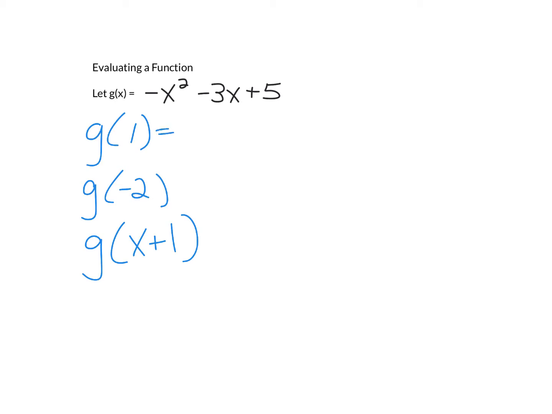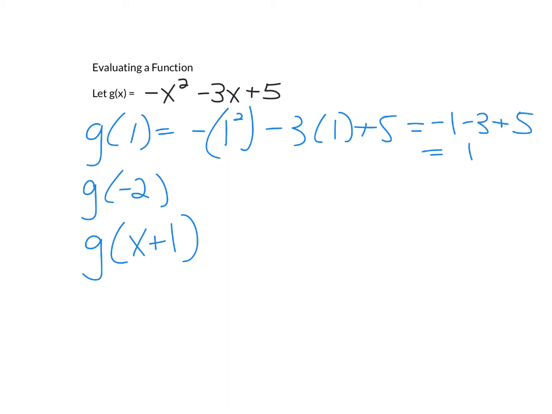So we're putting in 1 everywhere we see an x. So it's going to be 1 in here. Put a 1 in for x plus 5. Keep in mind, a negative outside of the x squared, order of operations, exponents first. So it'll be 1 squared times negative, so it'll be negative 1. Minus 3 plus 5. Add them up, you're going to get 1.